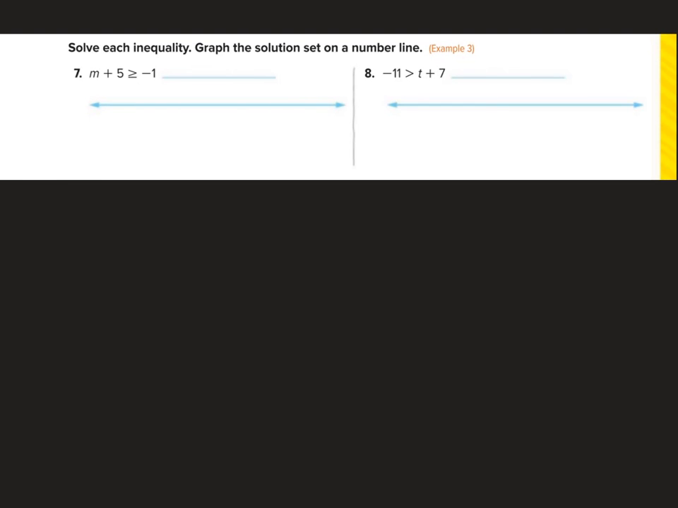Moving on to number 7, solve each inequality and graph the solution set on the number line. M plus 5 is greater than or equal to negative 1. Subtract 5 from both sides to get m by itself. M is greater than or equal to negative 1 plus a negative 5, which is negative 6. M is greater than or equal to negative 6.